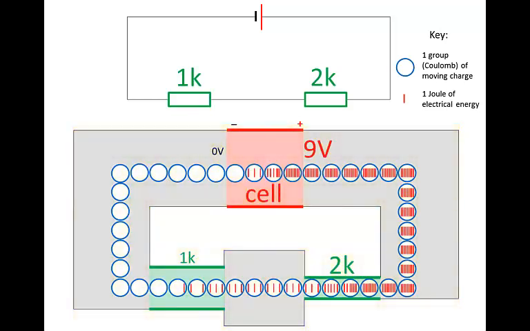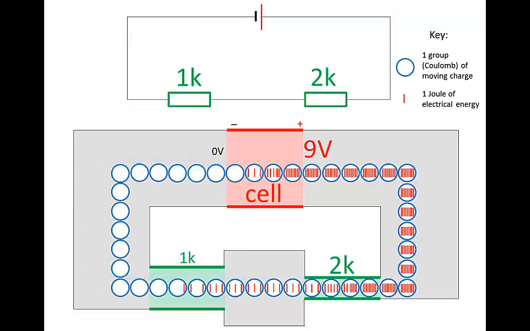We can imagine these groups of charge, these blue circles, moving clockwise around in the circuit. Out of the positive terminal of the cell, round through this good conductor, through the 2K resistor, through this good conductor, through the 1K resistor, and round back into the negative terminal of the cell.